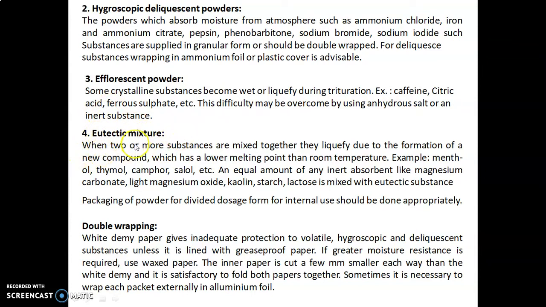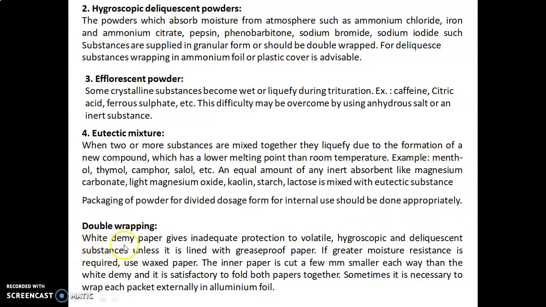Eutectic mixture: when two or more substances are mixed together, they liquefy due to the formation of a new compound which has a lower melting point than room temperature. Examples: menthol, thymol, camphor, salol, etc. An equal amount of any inert absorbent like magnesium carbonate, light magnesium oxide, kaolin, starch or lactose is mixed with the eutectic substance. Packaging of powder for divided dosage form for internal use should be done appropriately.